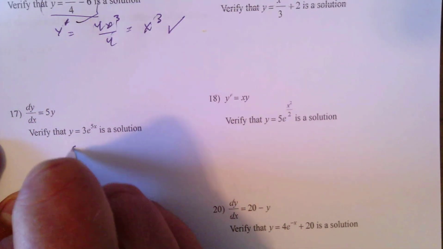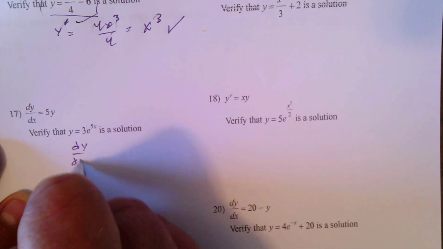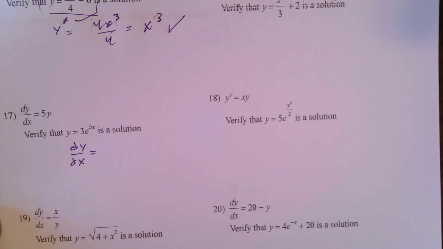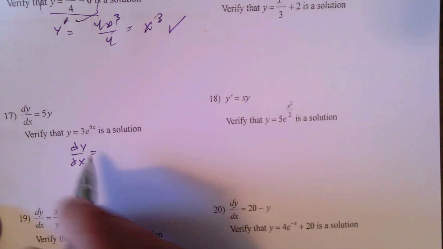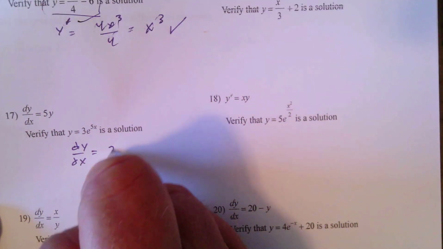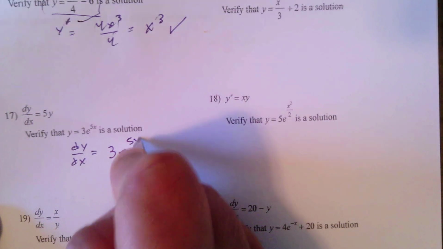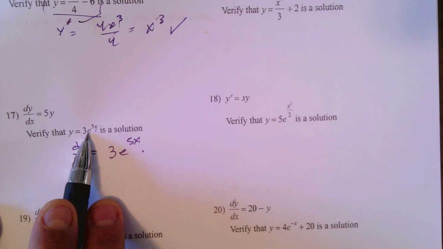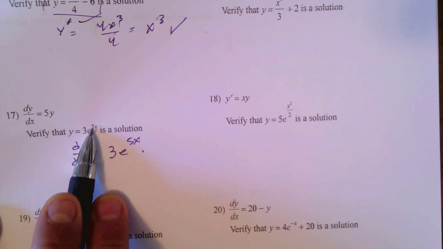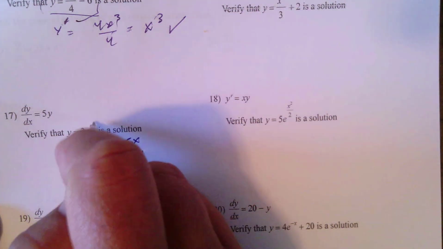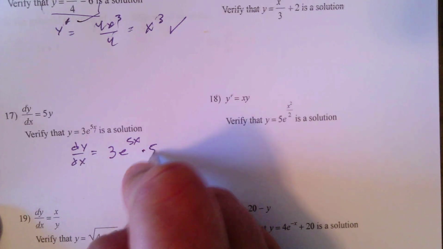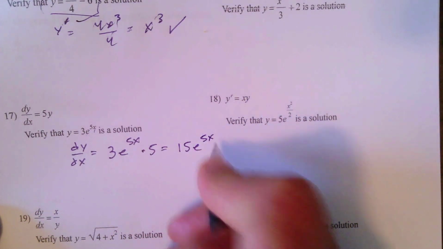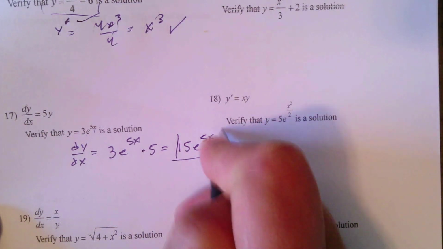So here we want to take the derivative, and this time I'm going to write it as dy dx, taking the derivative of this function with respect to x. It's an exponential, so we're going to have 3e to the 5x. Got to do the chain rule, so if it's exponential, the derivative is e to the u times du. So u here is 5x, so we're going to multiply by 5. That's going to give us 15e to the 5x. So there is our derivative.